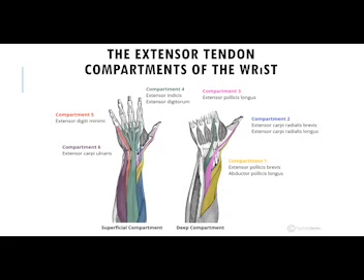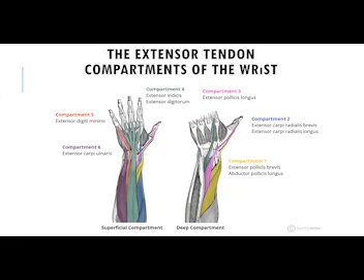The extensor tendon compartments of the wrist. There are 6 tunnels which transmit the long extensor tendons from the forearm into the hand. They are located on the posterior aspect of the wrist. Each tunnel is lined internally by a synovial sheath and separated from another by fibrous septa. And we have 6 compartments.